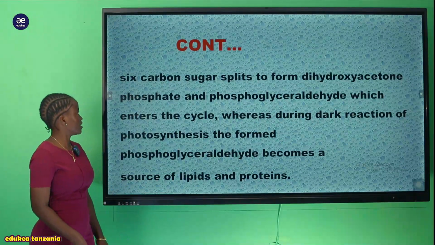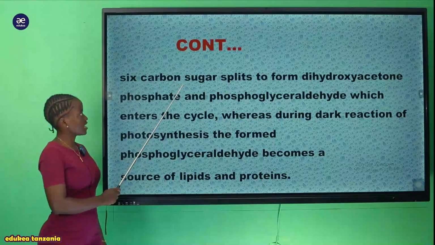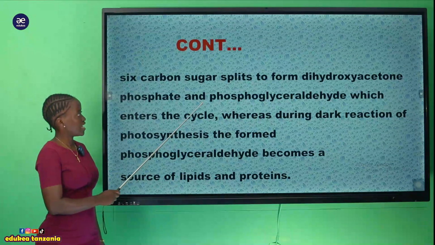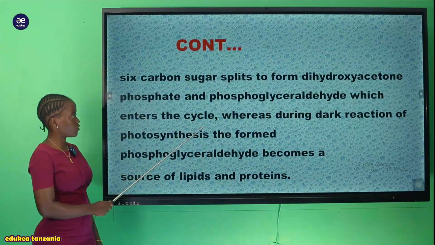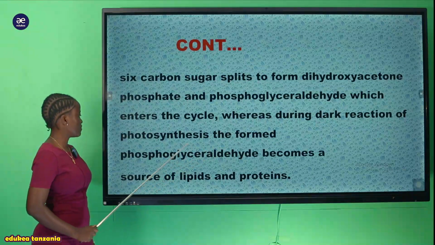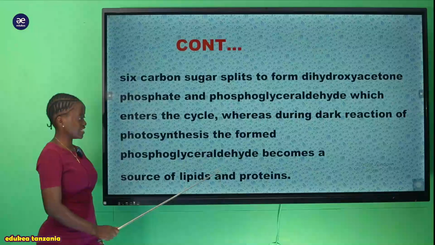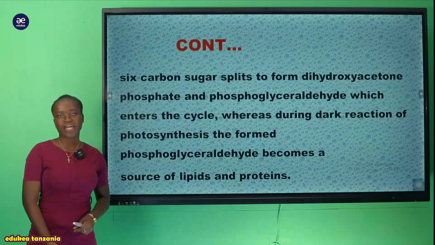Another function: the 6-carbon sugar splits to form dihydroxyacetone phosphate and phosphoglyceraldehyde, which enters the cycle, whereas during the photosynthesis reaction, the phosphoglyceraldehyde formed becomes a source of lipids and proteins. Kwa unaweza ukaona umuhimu wa hizi intermediate.